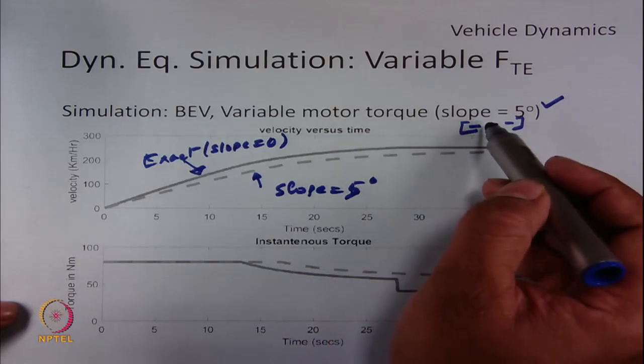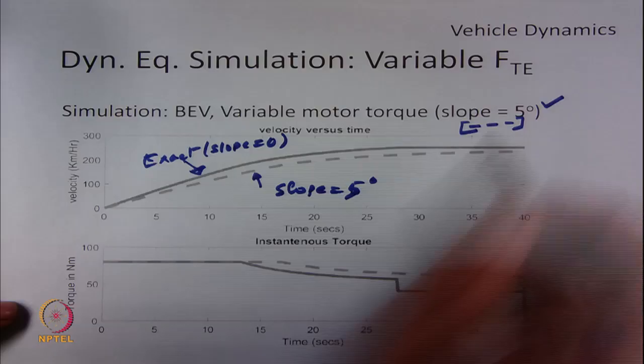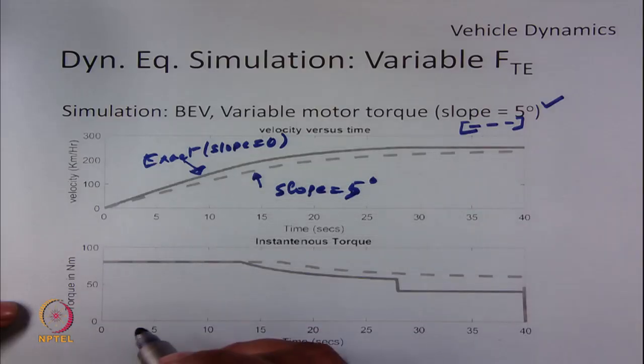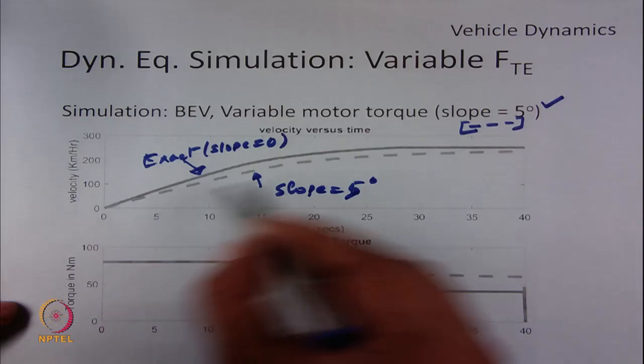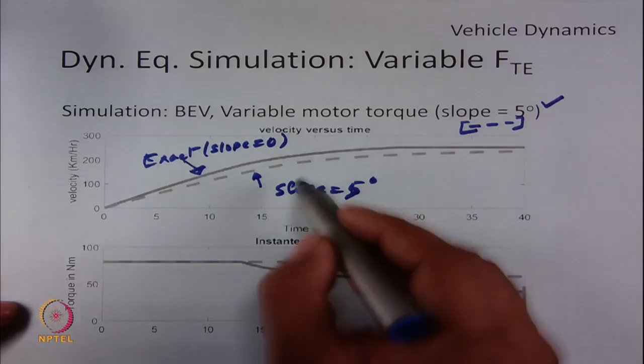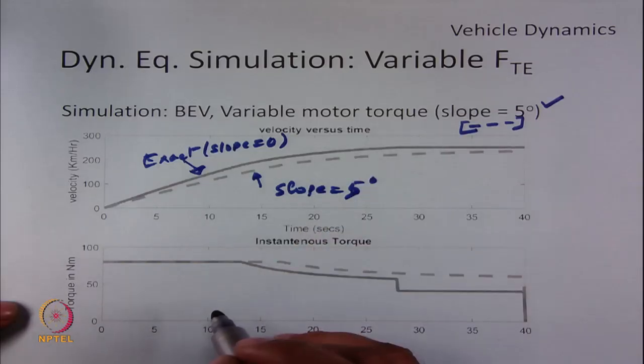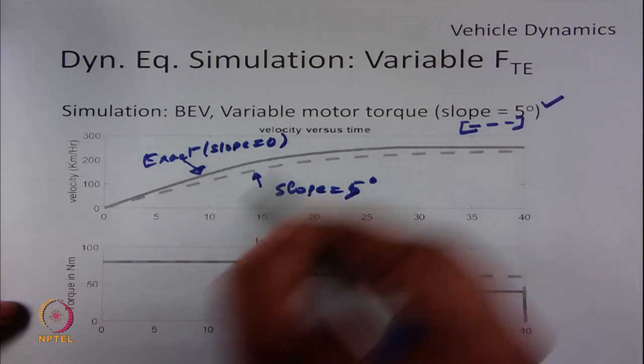So, we can understand that if there is a slope, we now have a gradient force also to cater to, and therefore, the acceleration has become slower compared to the case where the slope is 0 degrees.